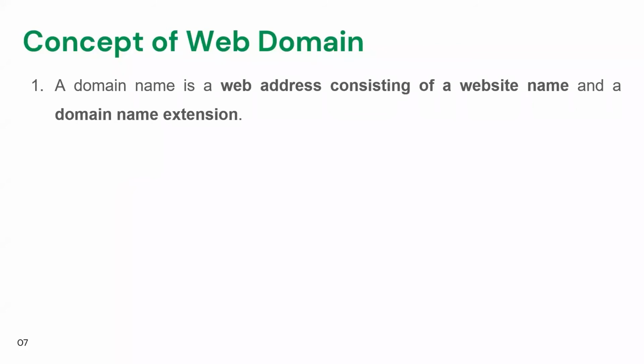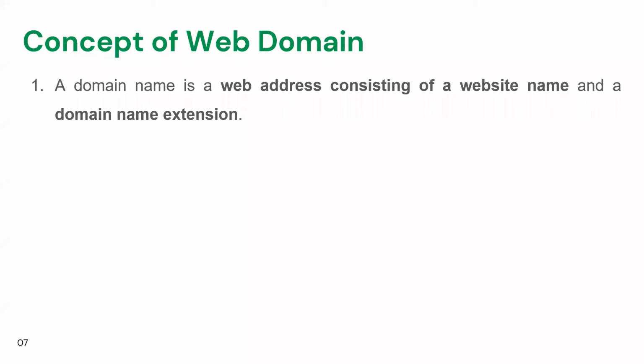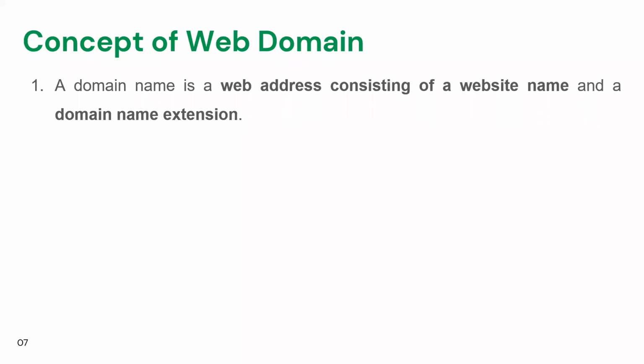A domain name is a web address consisting of a website name and a domain name extension. Domain name extension means that website addresses can be categorized, because each website address name must be unique. Across the world, if two different websites have the same name, there will be confusion or conflict. So the website name must always be unique. That's why we provide the website name in two parts: one is the website name or URL address, and the second part is the extension name or category.